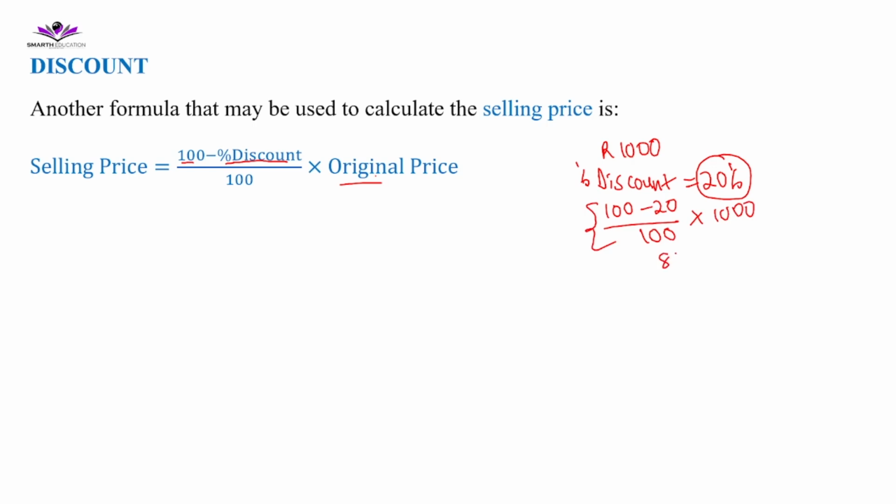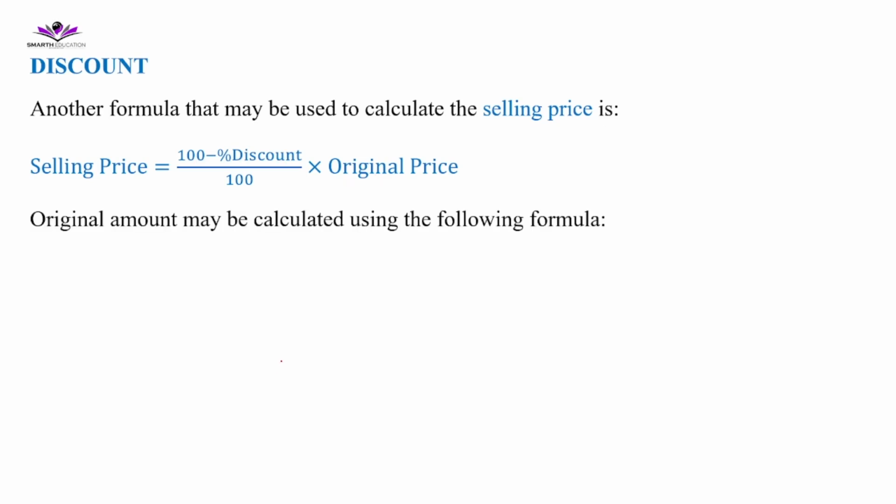And then you get 80 over 100 times 1000, meaning that the new selling price is 800 rand. Do you see that? So the discount amount is 200 rands, and the new selling price is 800 rand. And then this is the original price. So you can use this formula to calculate your selling price from the original price and the percentage discount.